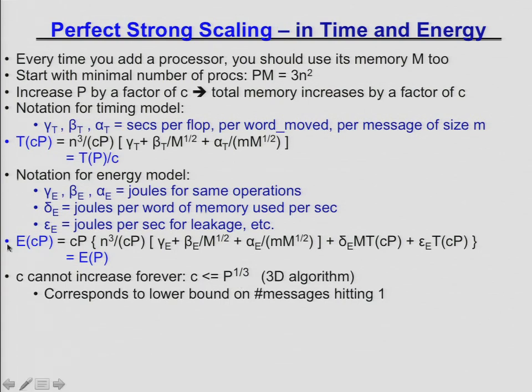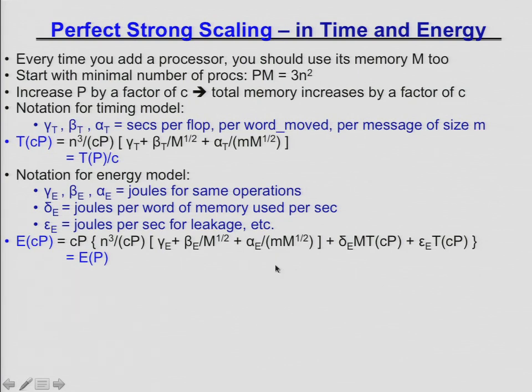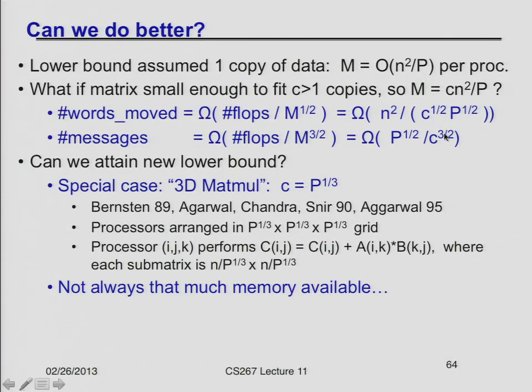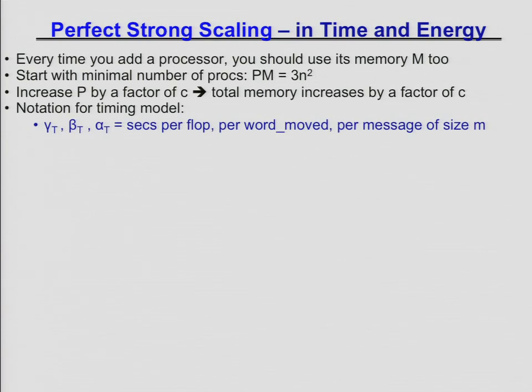And where does that come from? Well, one way to see it is that if you look at the lower bound on the number of messages, let me go back to that slide. If I pick c equal to p to the 1/3, the lower bound on the number of messages is 1. Going below 1 doesn't make sense. That's not a proof, but it gives you some intuition as to why you can't use more than p to the 1/3 copies of the data.